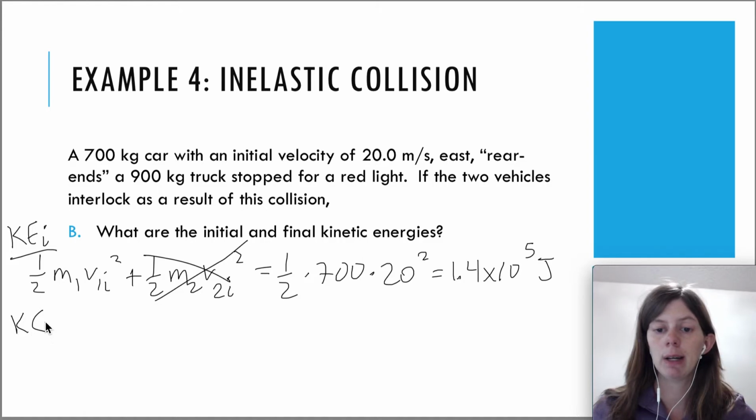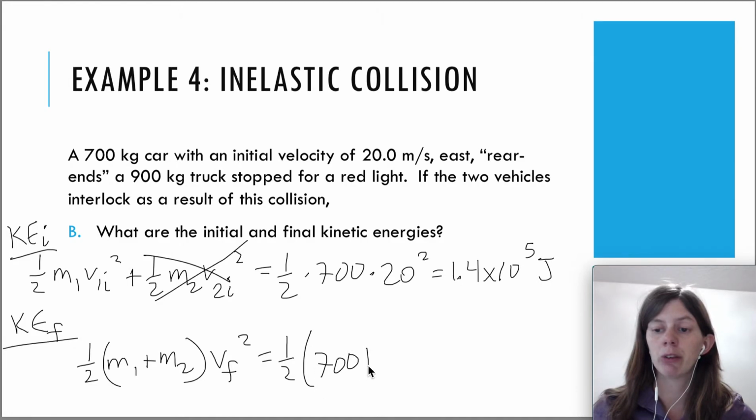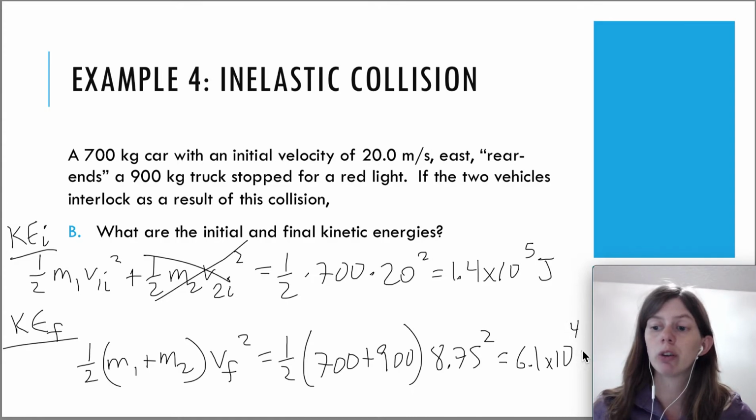Now let's look at KE final. It's going to be the sum of the final kinetic energies, but since they stick together, we can just pretend that they're one object that has the mass of both objects. So we can write it like this: 1/2 M1 plus M2 in parentheses, just one object that has the mass of the car and the truck, times the speed squared. So we plug in 1/2 times 700 plus 900, and then times 8.75 squared, that's the Vf that we just found in part A, and that gives us 6.1 times 10 to the 4th joules.